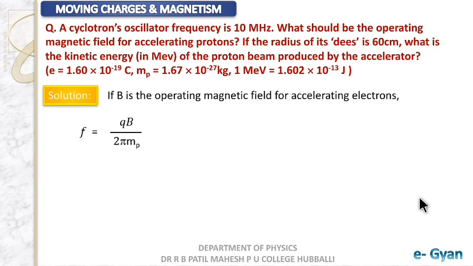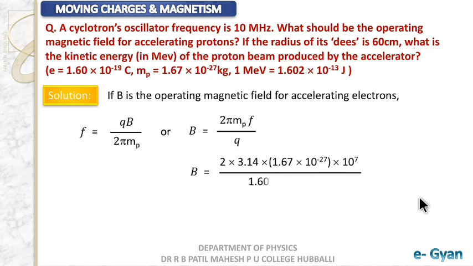m_p is the mass of the proton. Rewriting the expression for B, we get B = 2π m_p f / q. Substituting all the values, we get this expression here, and simplifying it ahead, we get the final answer to be 0.655 Tesla, nearly equal to 0.66 Tesla.